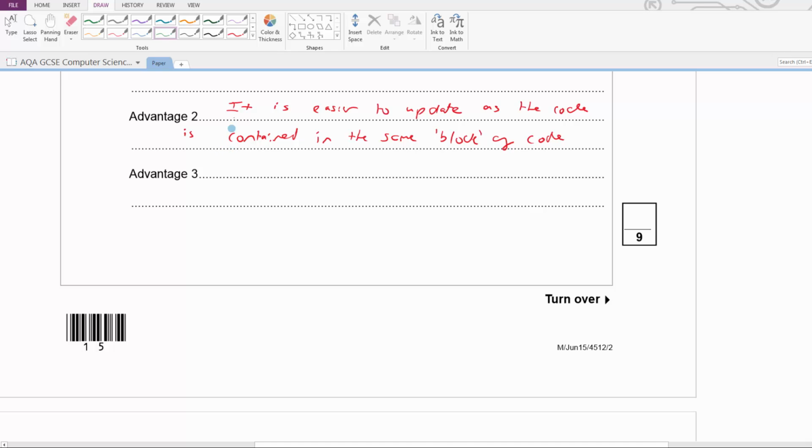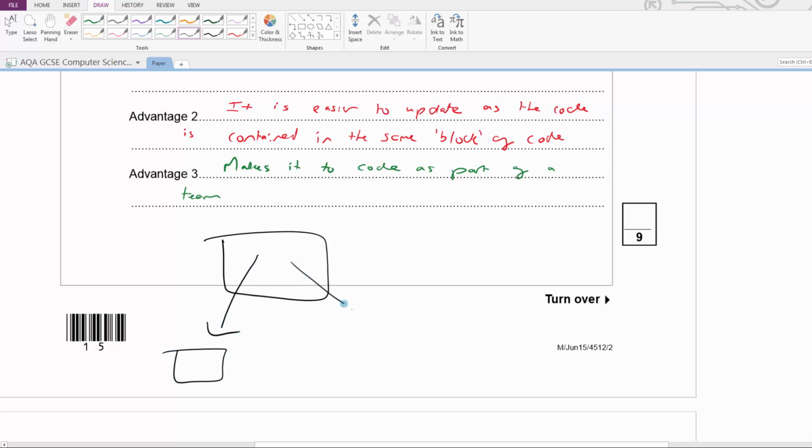A third advantage, which I wouldn't say is harder, but it's maybe not as obvious, is it makes it easier to code as part of a team. A lot of this actual course is talking about big team projects, isn't it? About the software development lifecycle and things like even prototyping. So it makes it easier to code as part of a team. This is called decomposition. You might not be aware of what it's called, but it's the general idea of splitting a task up into smaller bits. So you try and solve a difficult problem by splitting it up into its individual parts.